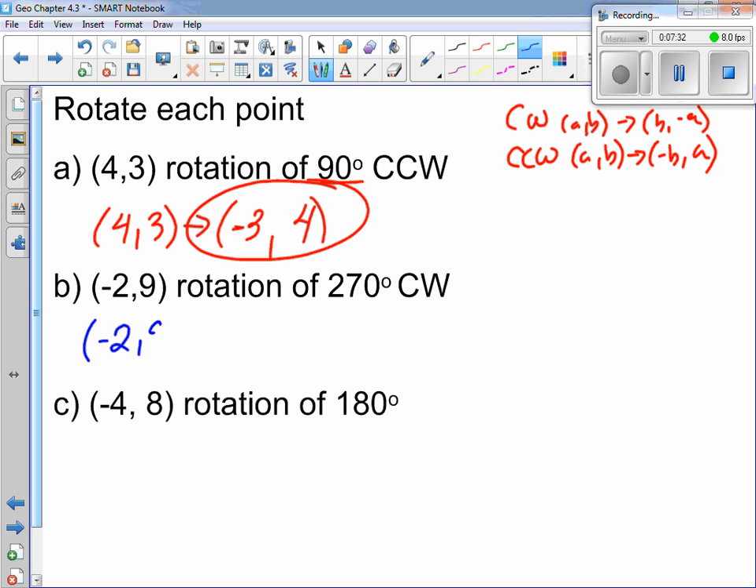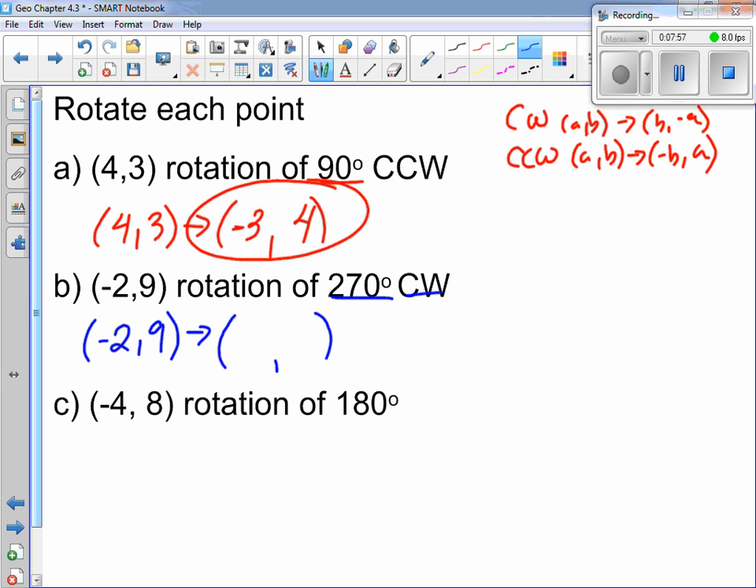So negative 2, 9, rotated 270 degrees clockwise. If I go in groups of 90, how many times am I going to have to do this? Two or three times, because we've got to do it once. If I do it once, I'm at 90. I do it twice, we're at 180, and I do it a third time, we're at 270, yes? And that's where we want to be.